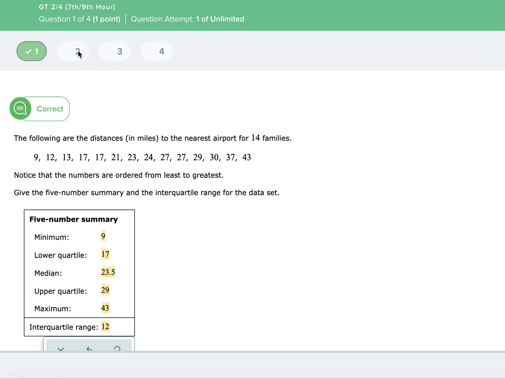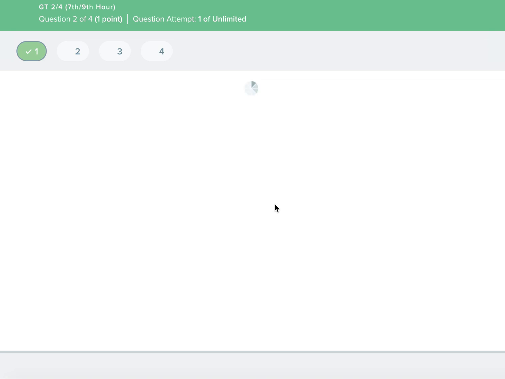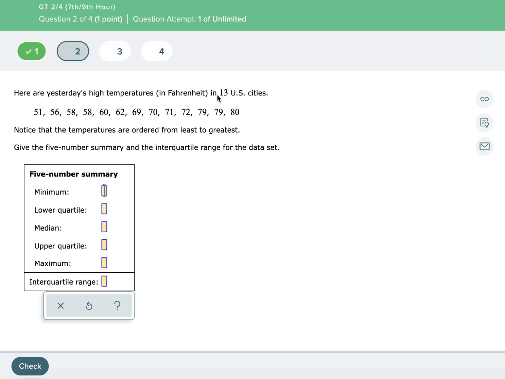All right, so let's do number 2. Let's see if it gives us a slightly different situation. Yeah, so we got an odd number now. This will be a good one. So minimum, 51. These are yesterday's high temperatures in 13 U.S. cities. My maximum is 80. That's good. It's 13, so I'm going to have one number left in the middle.